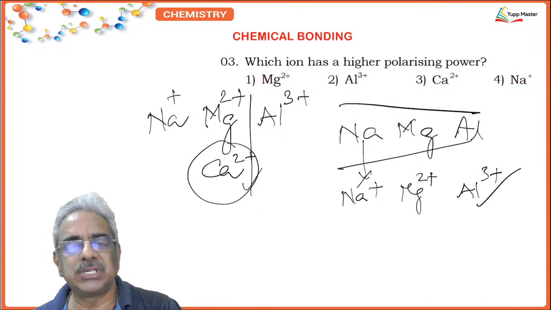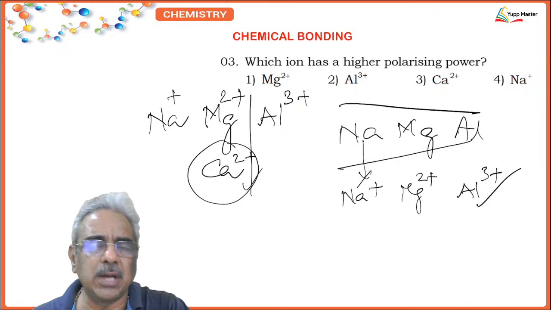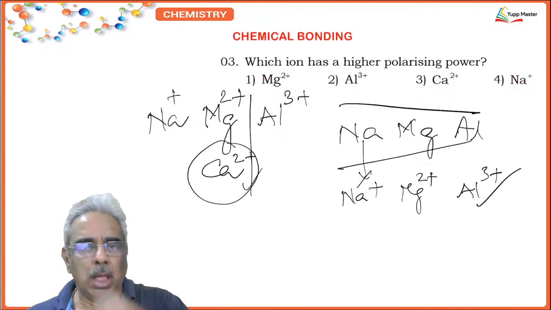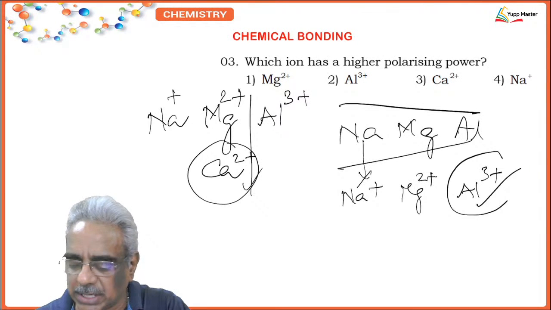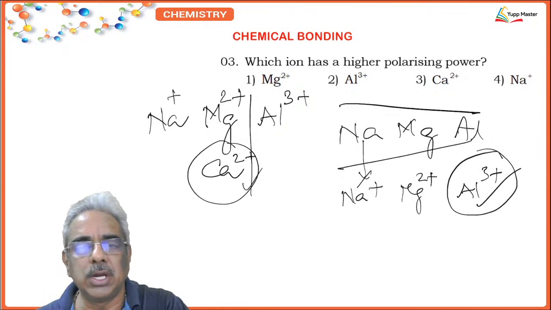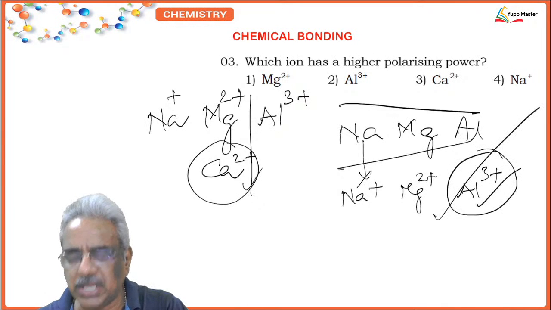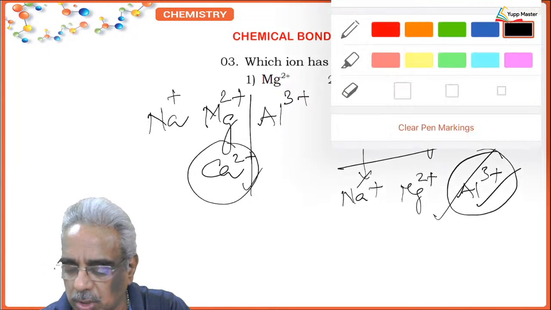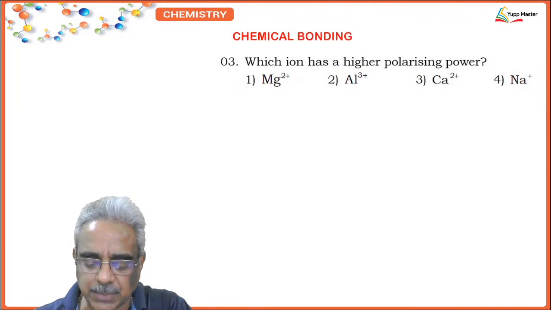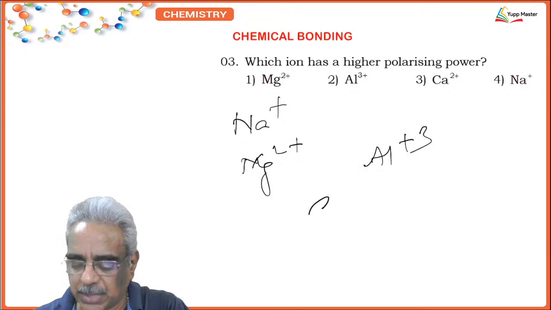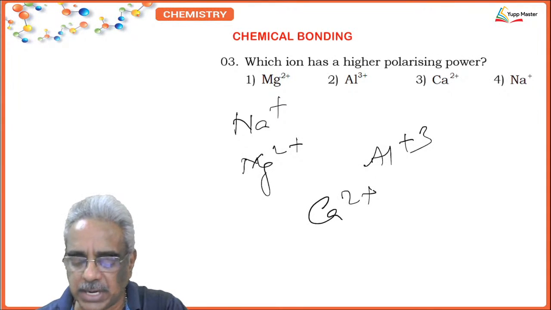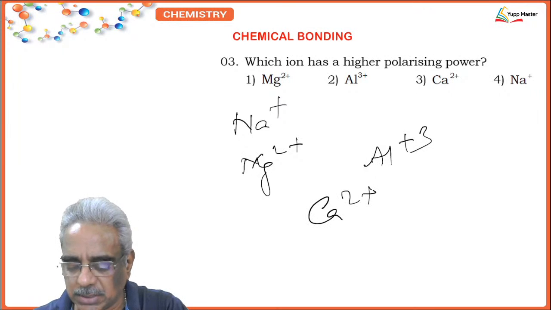So now we are searching for a small ion with highest charge. So among the given 4 ions, aluminum charge is highest. Aluminum is the smallest. So it will have highest polarizing power. So what do you understand? Suppose I keep sodium plus, I keep magnesium 2 plus, I keep aluminum 3 plus, and I keep calcium 2 plus. If I keep some ion here, some oxide ion.